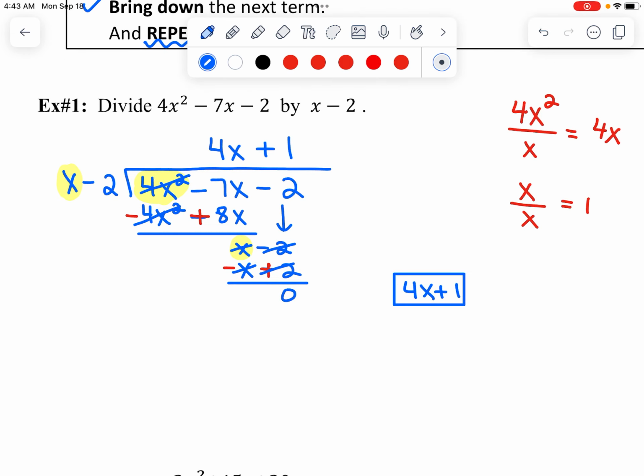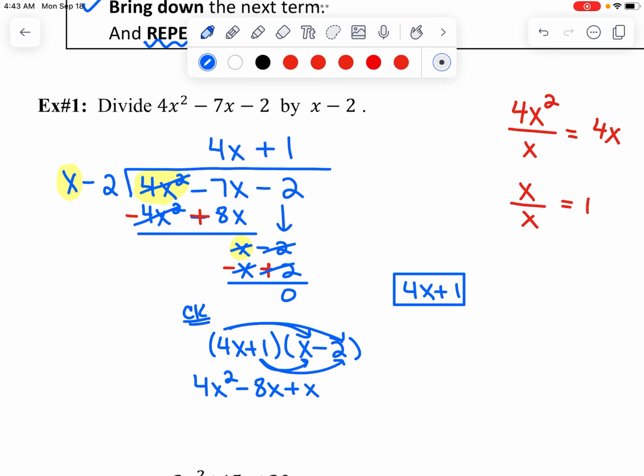And if you wanted to check that, you could take 4x plus 1 and x minus 2. So the quotient, the answer, and the thing that you divided by, the divisor, if you multiplied these out, this will be our little check here. 4x times x is 4x squared. 4x times negative 2 is negative 8x. 1 times x is x. 1 times negative 2 is negative 2. Combine like terms to get negative 7x in the middle. And then I have what I started with that I was dividing into. So my check worked out. Okay, let's try another one.